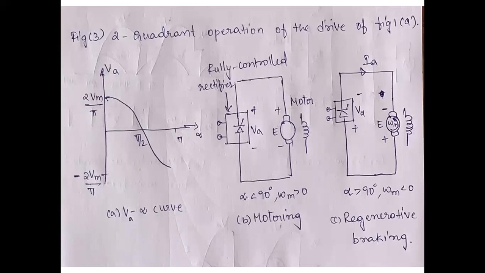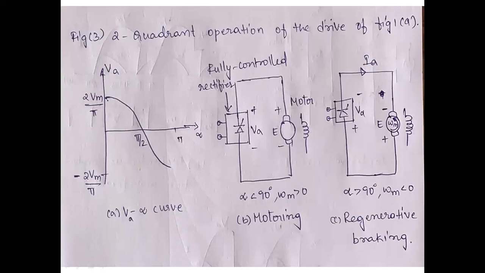So what happens to the rectifier? Now the rectifier will be taking power from the DC terminals and transferring it to the AC mains. So there is an inversion of power like that. This operation of the rectifier is called inversion, and this rectifier will be operating as an inverter. In forward motoring, the rectifier delivers power and the motor consumes it.